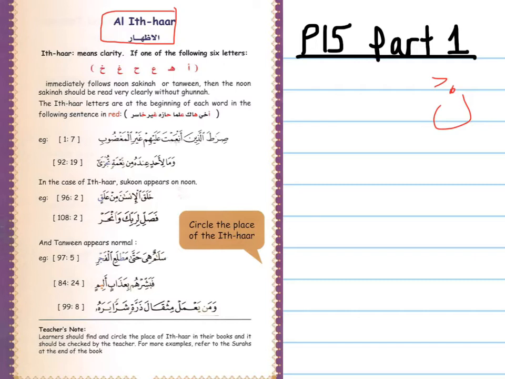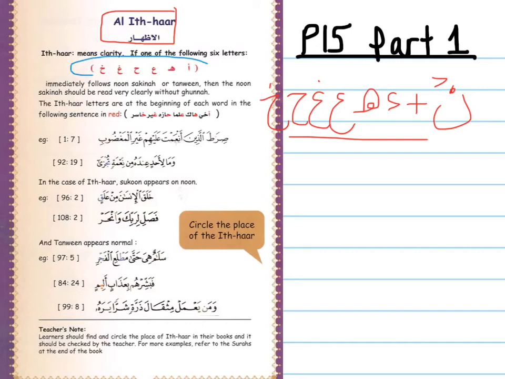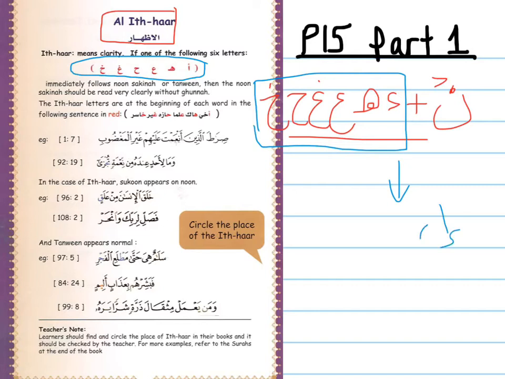Remember, these only apply to Nun Sakinah and Tanween. The rule of Idhaar is there whenever after the Nun Sakinah is one of the following six letters: Hamza, Ha, Ain, Ghain, Ha, or Kha, which is basically one of these six letters here. So whenever you find a Nun Sakinah followed by one of these six letters, then you must apply Idhaar. You must apply clarity. In other words, you've got to say the Nun very clearly. Idhaar.